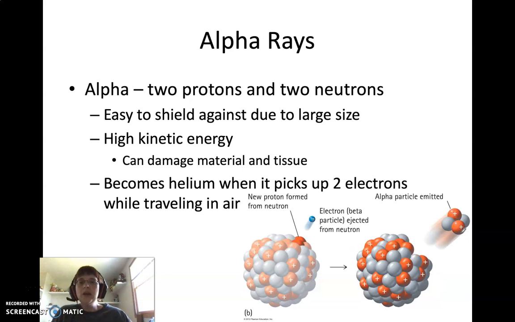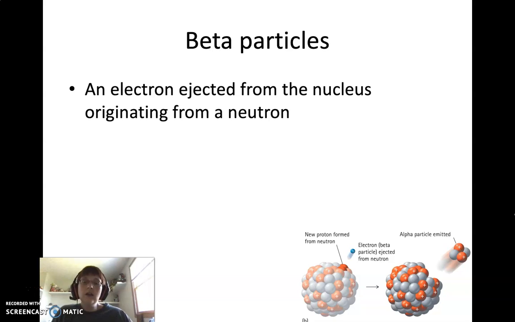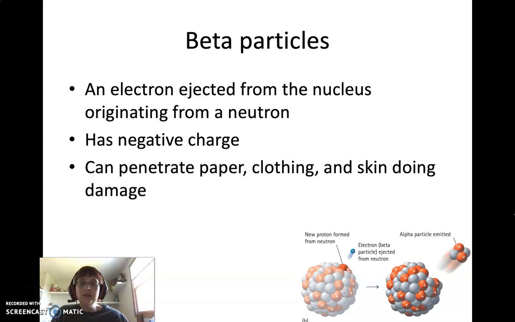Sorry, so what can you use to shield yourself against alpha rays? Alpha rays will be shielded against just by something like your clothing because those particles are so large. Okay. Beta particles, on the other hand, these guys are the ejected electrons. So these are going to be the guys that are ejected when the neutron decays into that proton. So it will have that negative charge, and it's going to be smaller than the alpha particle. So a little harder to shield against.